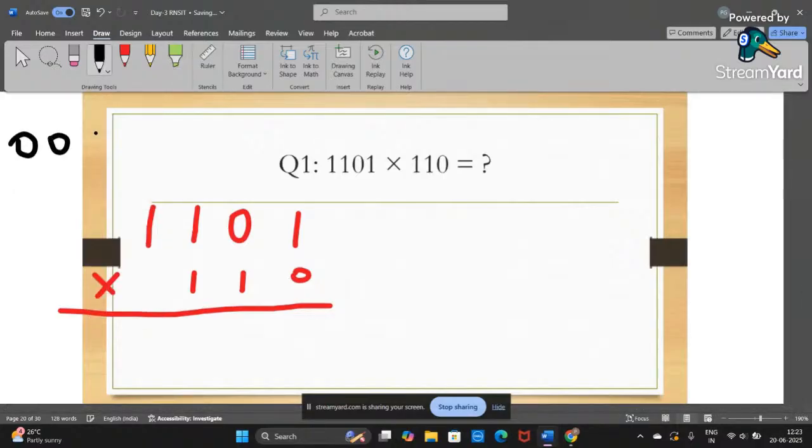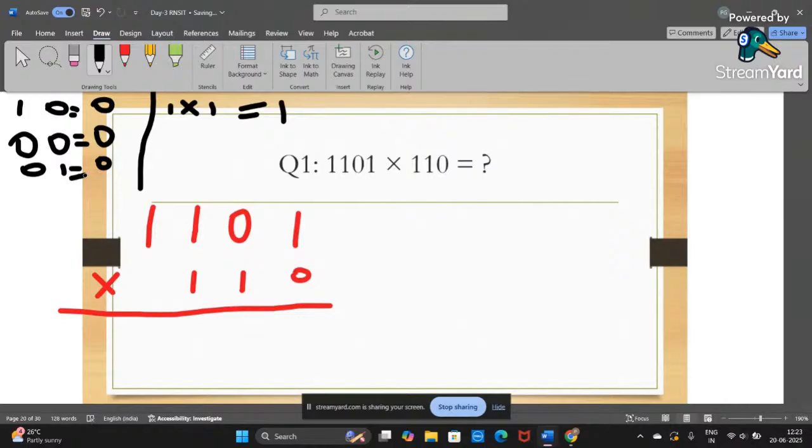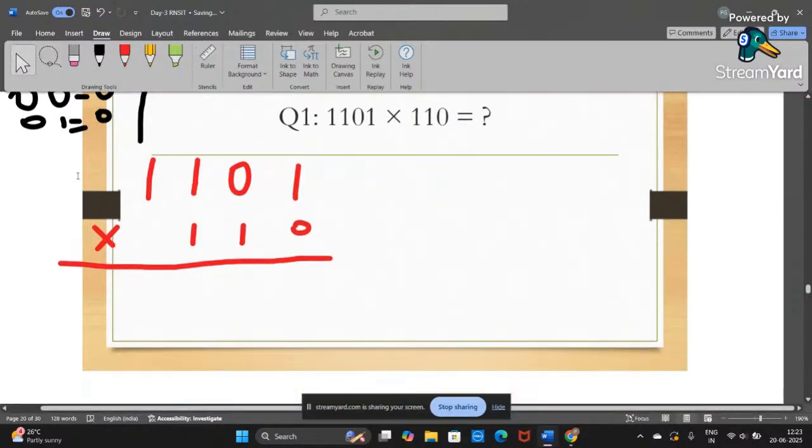0 into 0, it is 0. 0 into 1, sorry, 0 into 1, it is 0. 1 into 0 is also 0. Only when 1 is multiplied with 1, it is 1. So we all know this, right? This is a rule we all know. So we'll follow this rule. What you have to do, you have to take this number first and you have to multiply with all other numbers. 1 into 0, it is 0.